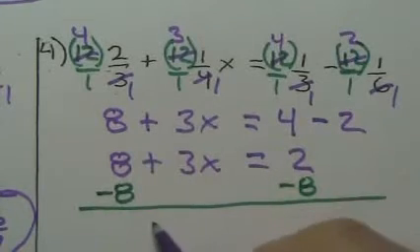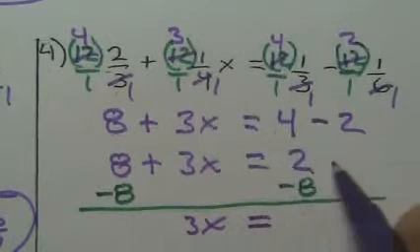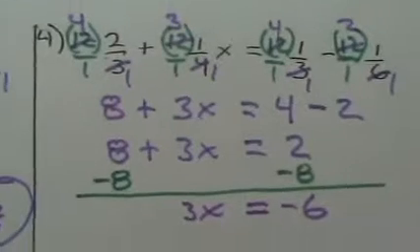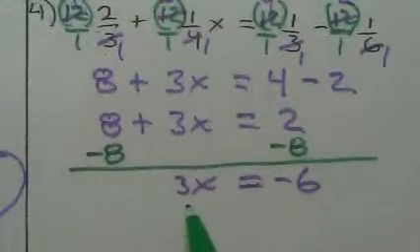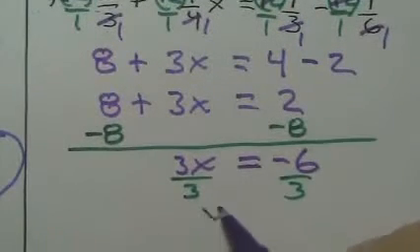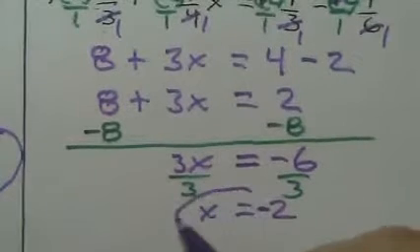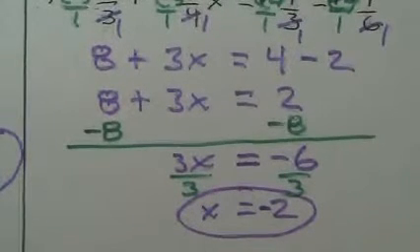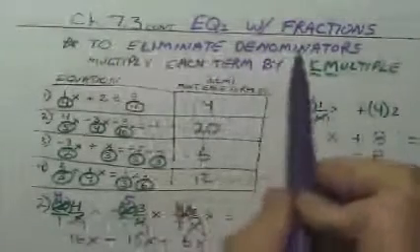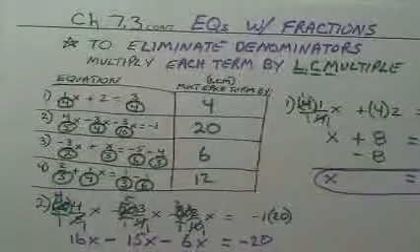Okay, that's gone. That's going to leave us with 3x. Bring down the equals, keep it lined up. 2 minus 8, that's negative 6. You divide by 3. 3 goes into 6 twice, and there's one negative. So going back to before, if you want to eliminate denominators, multiply each term by the LCM, the least common multiple, and now you have no fractions.